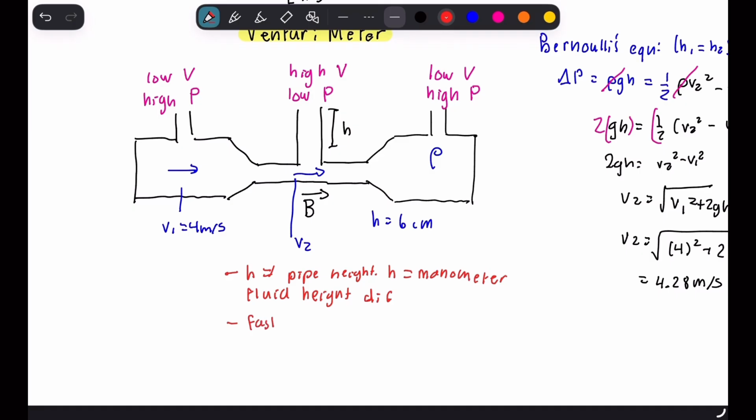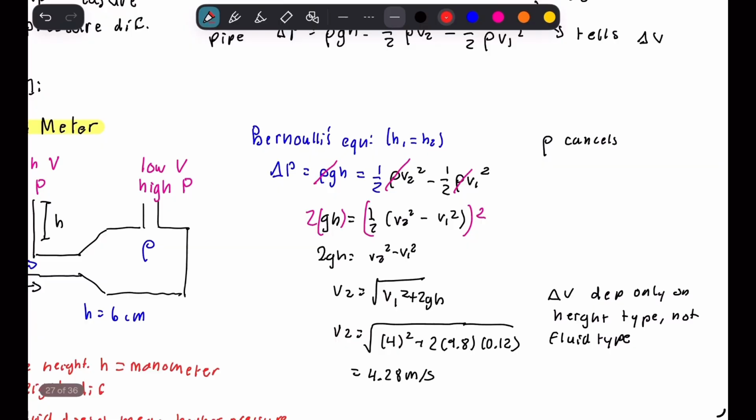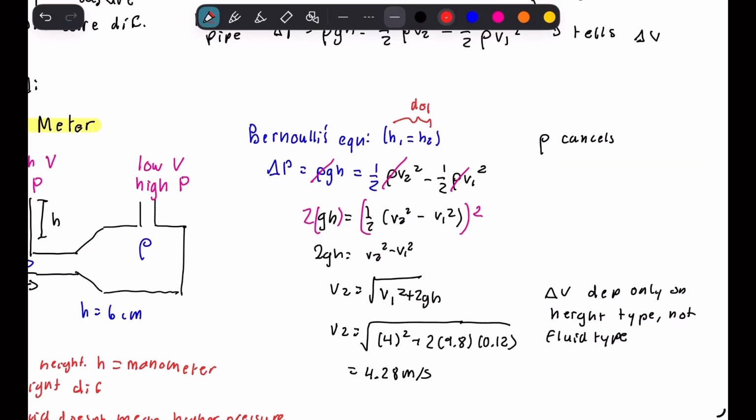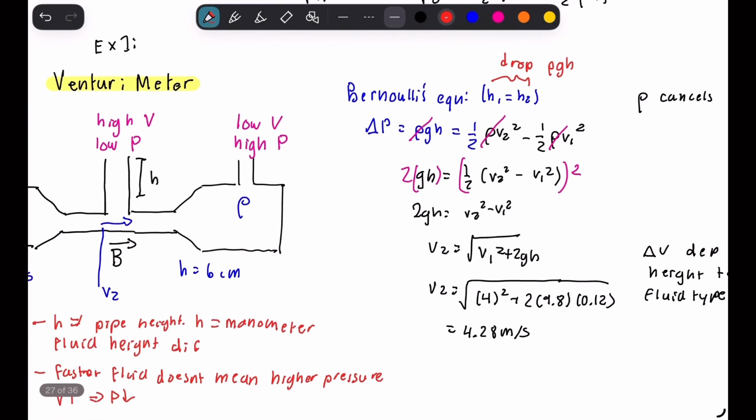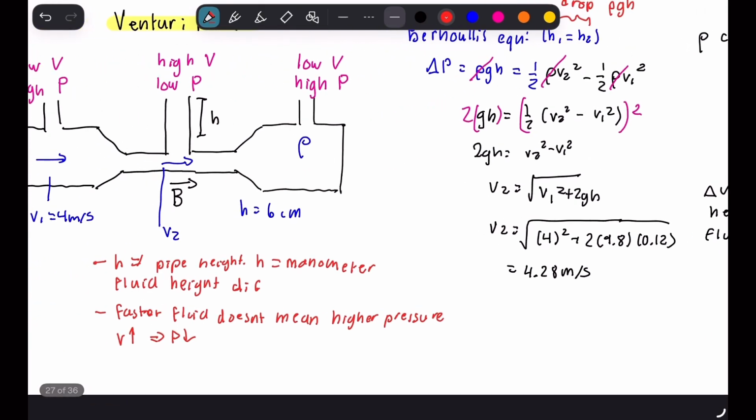Also, faster fluid doesn't mean a higher pressure. That's because if you increase your velocity, that's actually going to decrease your pressure. And if your heights are equal, you always are going to drop rho GH. So when you have a horizontal Venturi tube, the pressure difference measured by H directly converts into changes in our fluid speed.